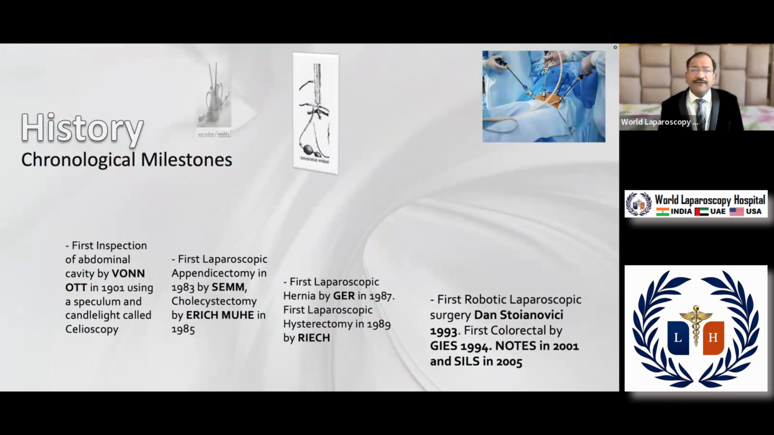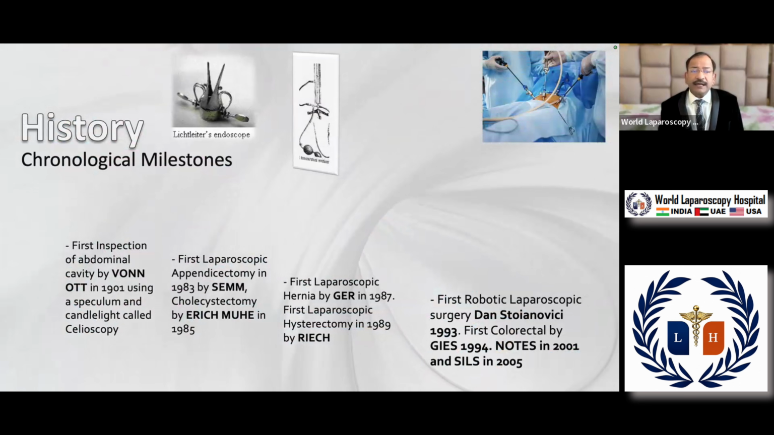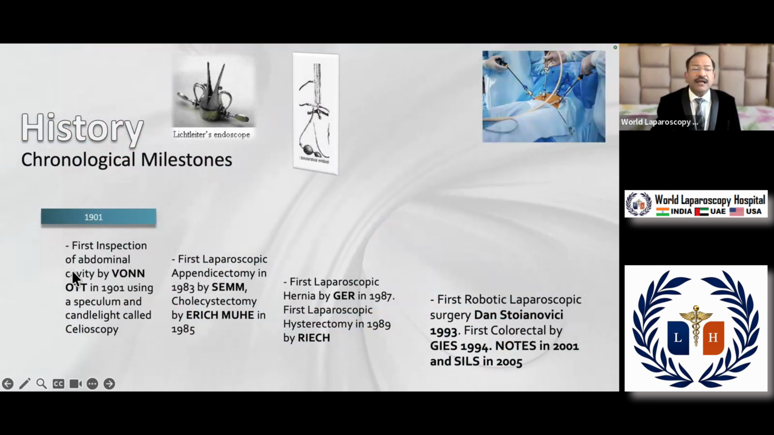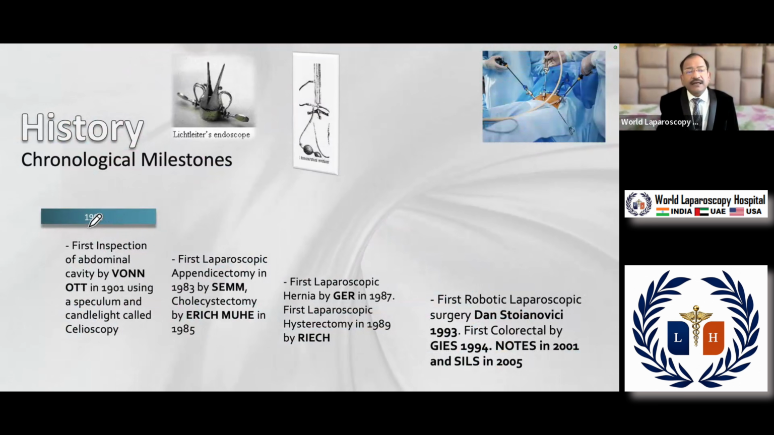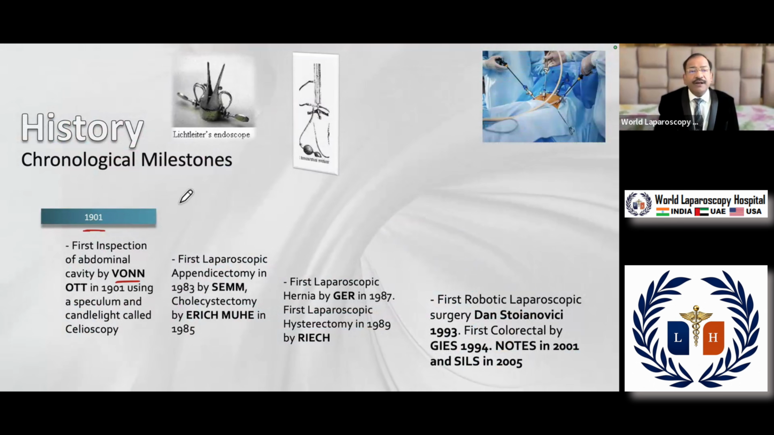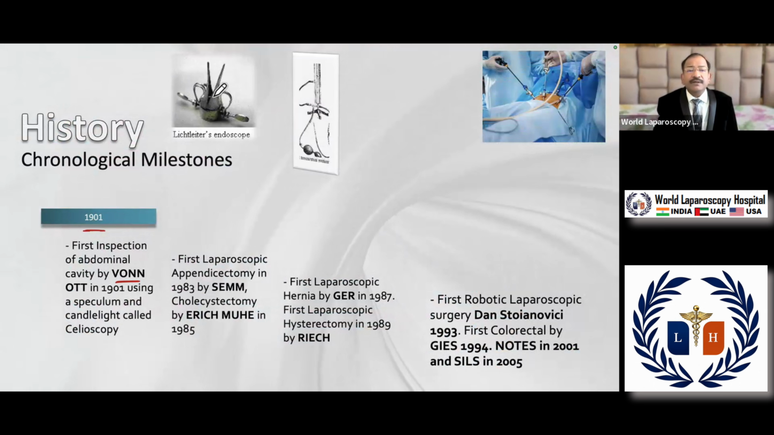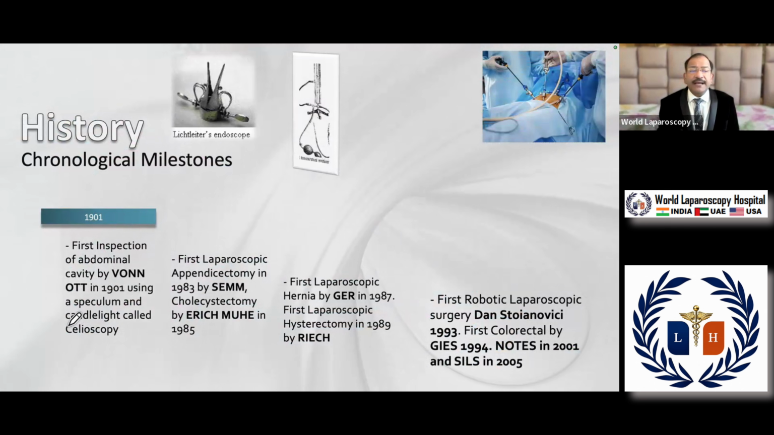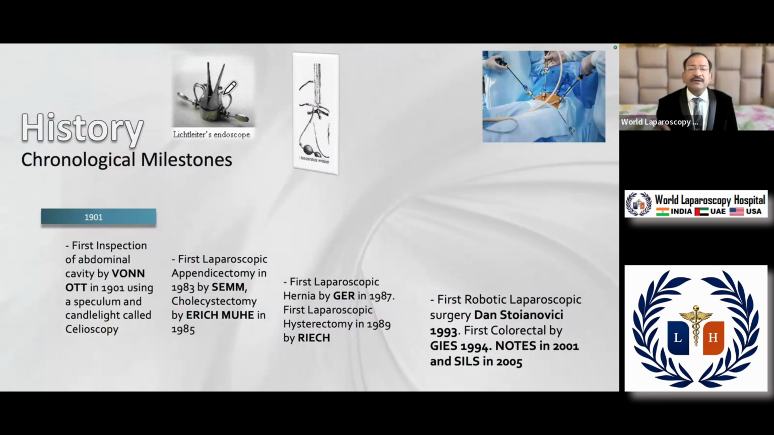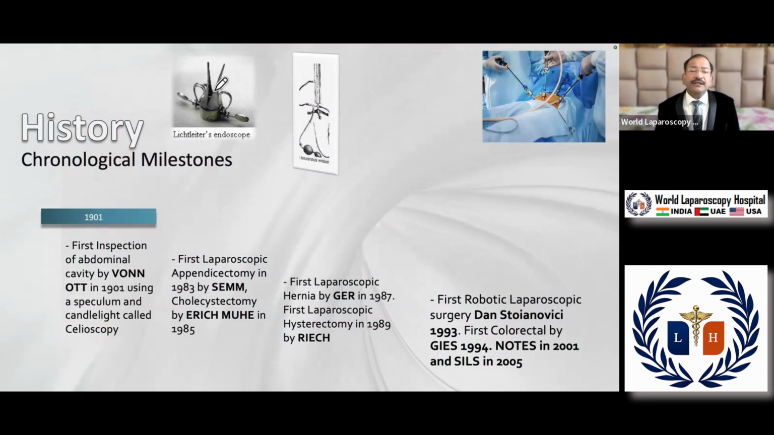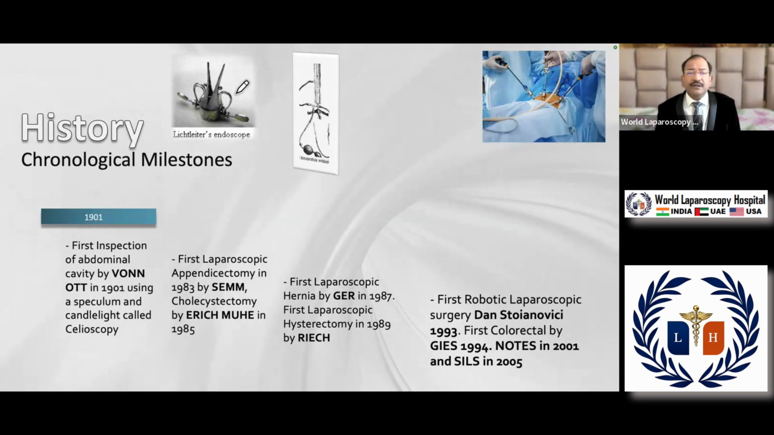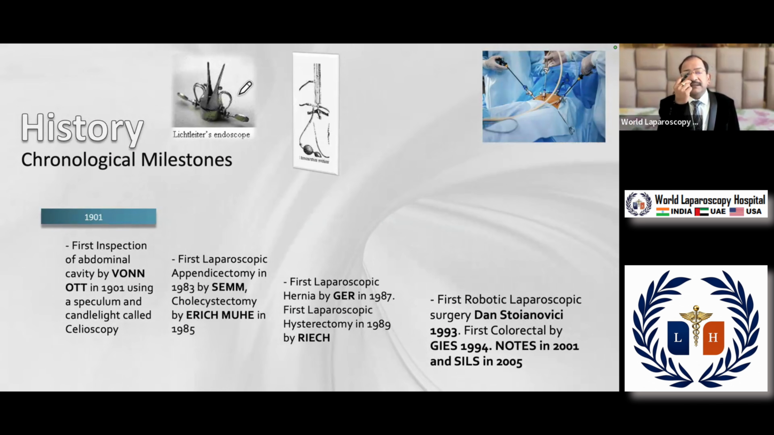But the history of minimal access surgery goes even before that. The first inspection of the abdominal cavity was done in 1901 by Von Ott, who used Lichter's endoscope with simple candle light. He tried to see inside the abdominal cavity. Lichter's endoscope was just a crude modification of the nasal speculum, with which ENT surgeons see inside the nasal orifices.